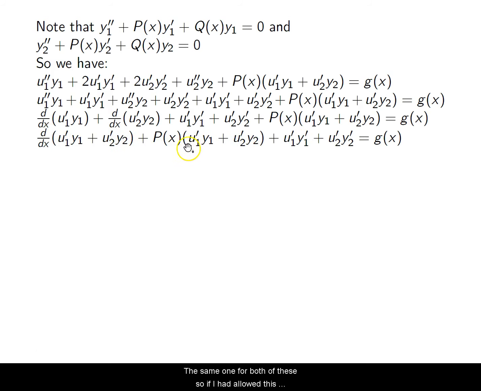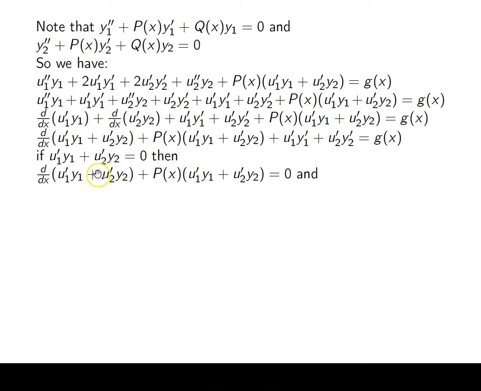Okay, and it's the same one for both of these. So if I allow this term to be 0, this goes away, and this is equal to g of x. Right? So assume that this is 0. Then this whole thing goes to 0 because I'm taking the derivative of 0, and I have 0 times a function. So that whole thing is just 0 plus 0, so that's 0. And what's left over is an equation.